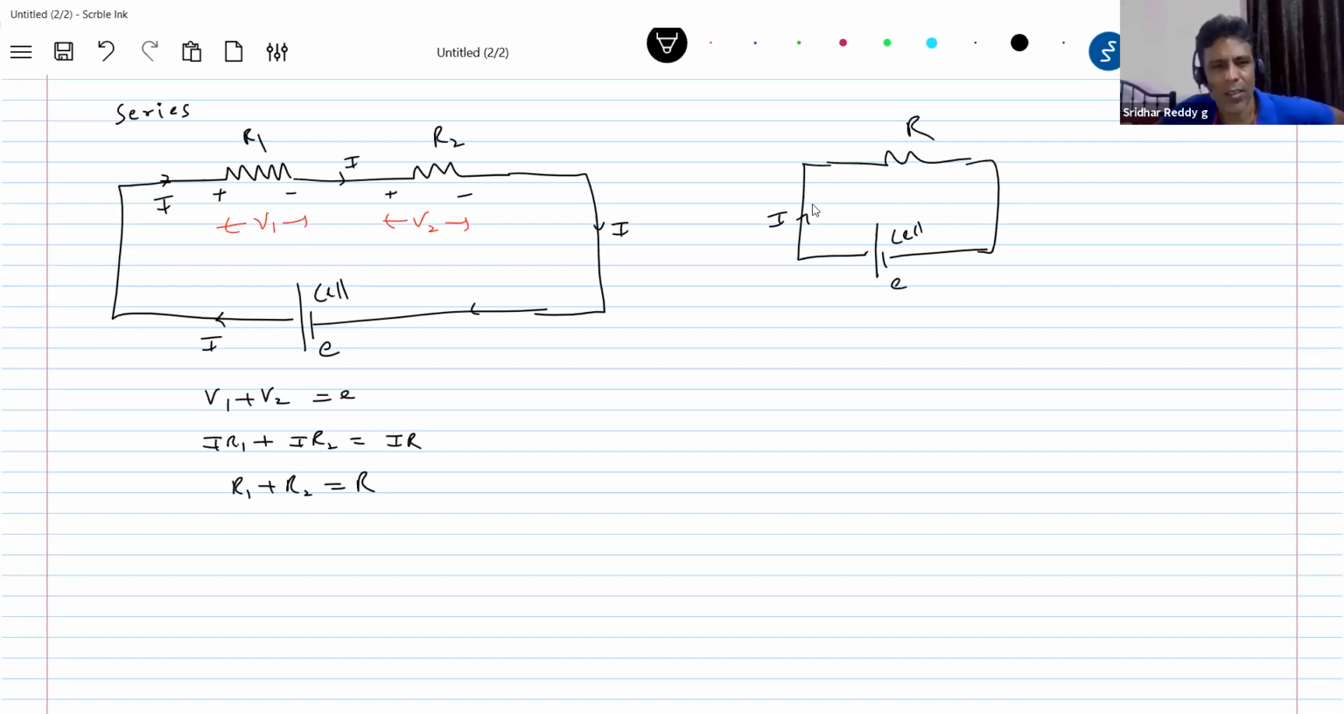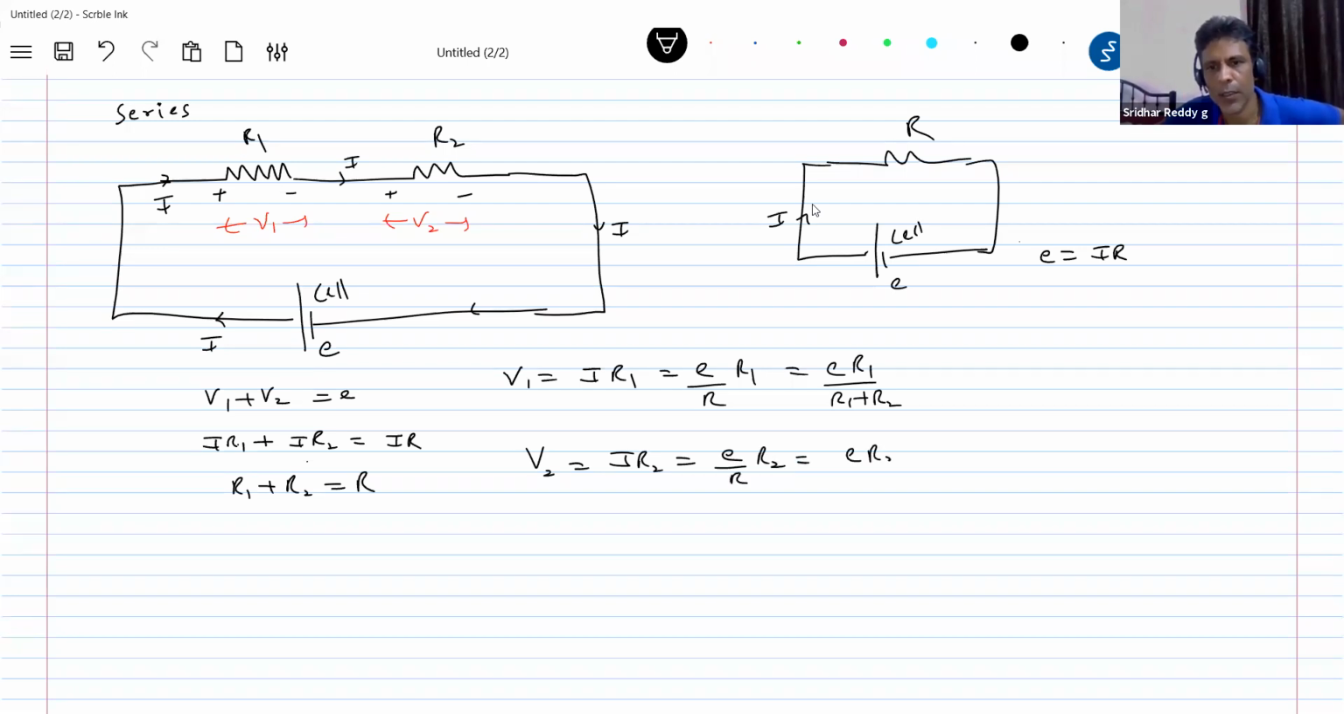Let's come to the other thing. I want the potential drop across them. V1 should be equal to I into R. What is I? E by R. Further, R is R1 plus R2. This is called the potential divider formula. Similarly, V2 is equal to I into R2, which is E by R, R2: E R2 by R1 plus R2. This is the potential drop across individual resistors. These are very important formulas, called potential divider formulas.